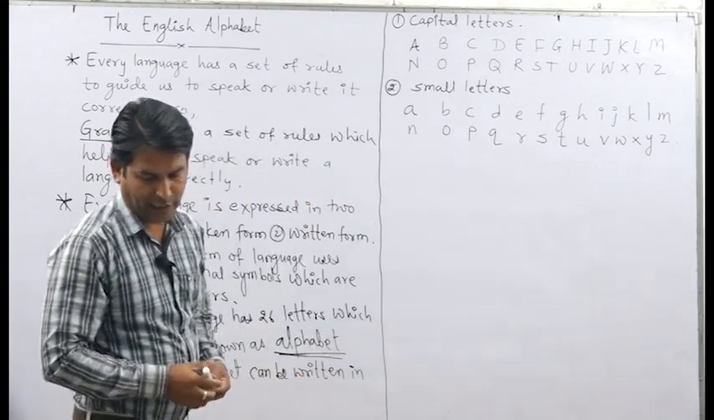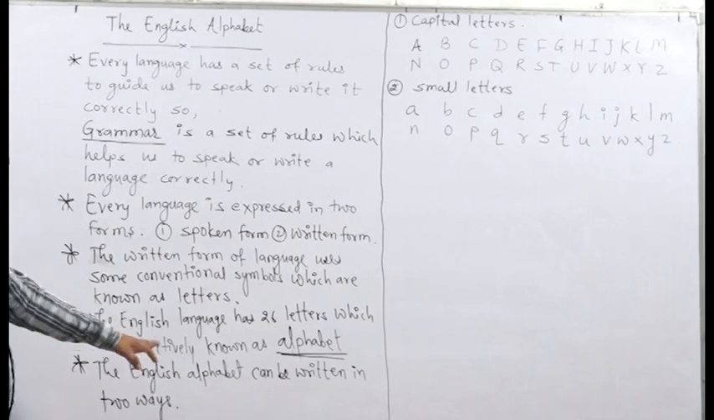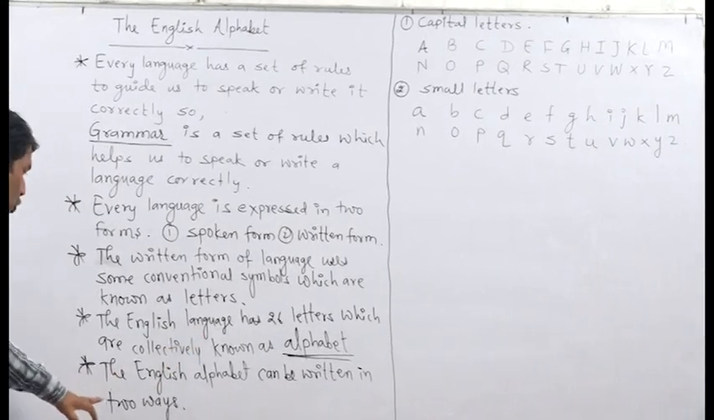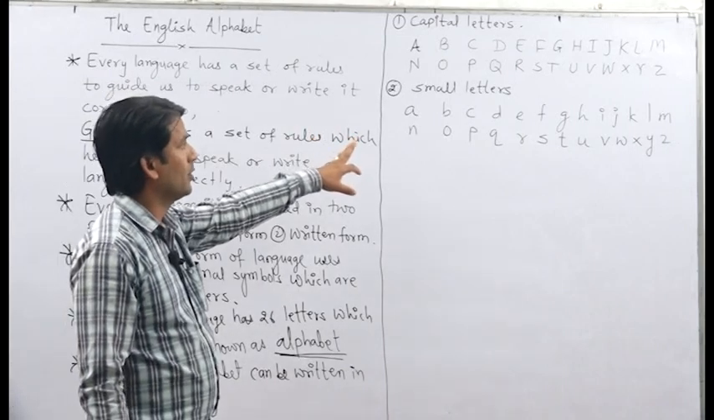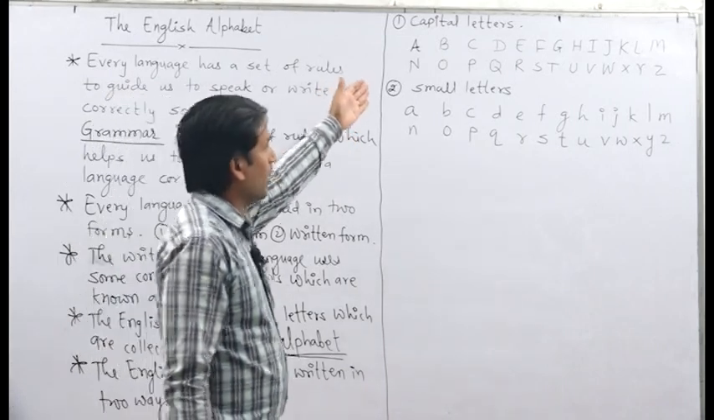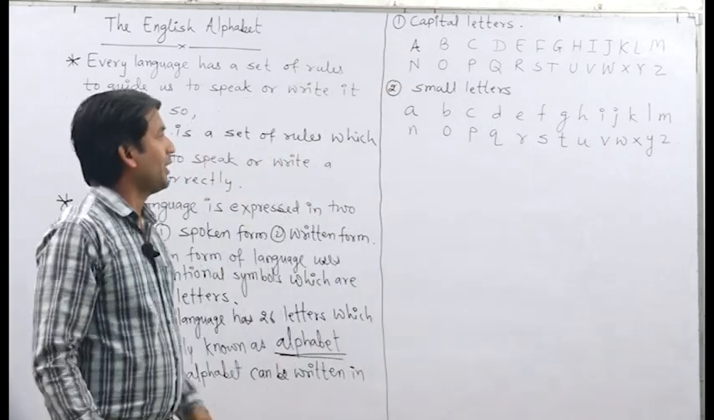So let us see here, the English alphabet can be written in two ways. Capital letters and small letters. Capital letters are given here and small letters are also given here, okay.